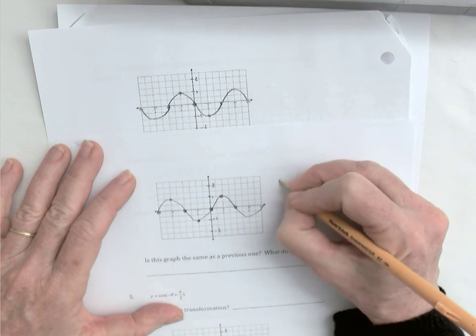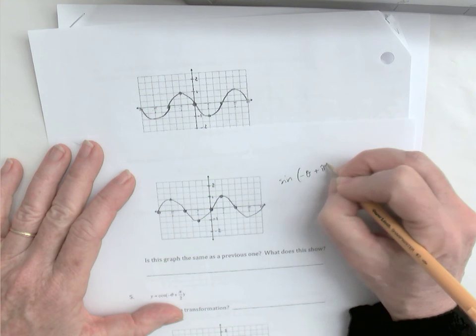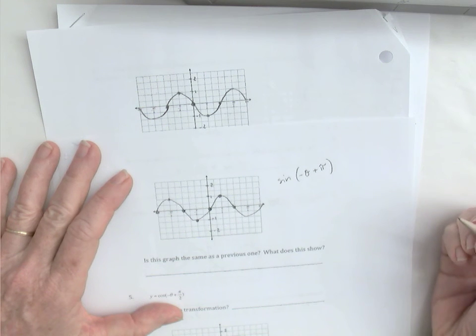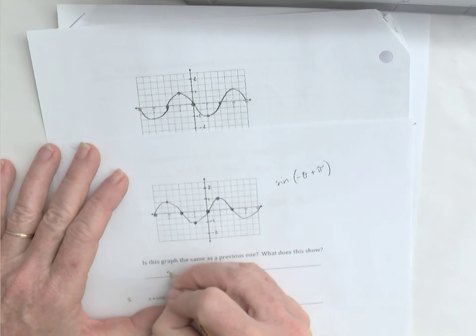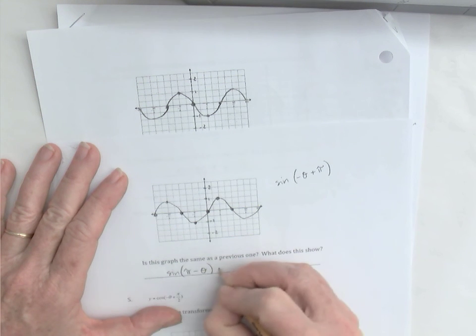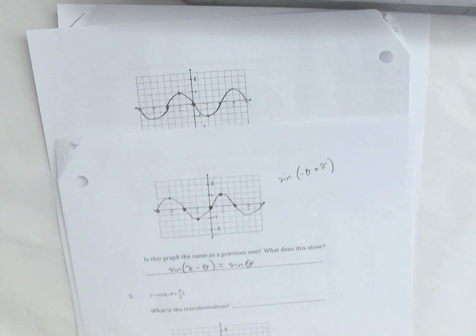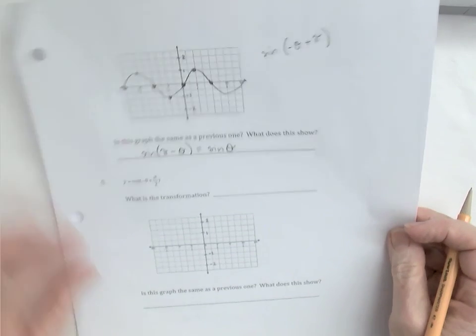Okay, so again, this is sine of negative theta plus pi, which is interesting. The sine of pi minus theta, I'm going to write it that way, is the same as the sine of theta, and that's something that, in fact, we have been saying all along. Well, let's look at this.